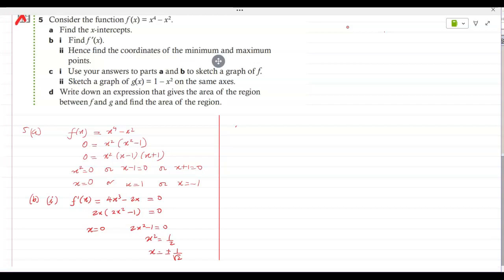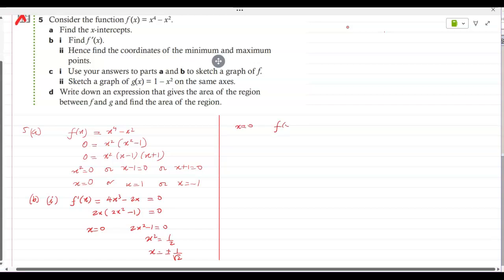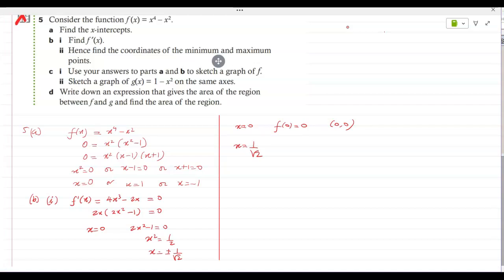Yeah, so when your x is 0, your f of 0 is 0. Correct? Yeah, so 0, 0. Now x is equal to 1 over root 2. Correct? Why do you want 1 over root 2? I didn't get that. You didn't get 1 over root 2, yeah? That's your 1 over root 2, no? The root of 1 is 1. Root of 2 is root 2.